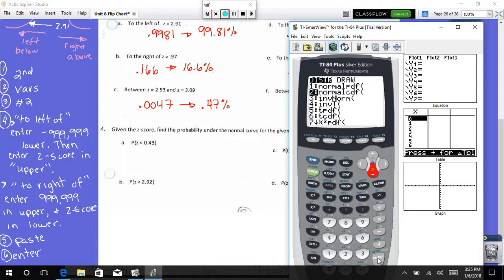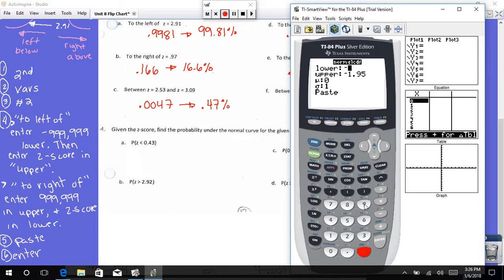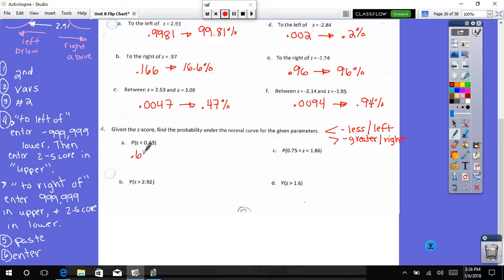Bars, second choice. So less than 0.433, so I don't know what my lower is, and I know that my upper is that 0.43. Down to paste. And 0.667. We're going to round that so we don't get struck by lightning. Which is 66.7% is less than 0.43.